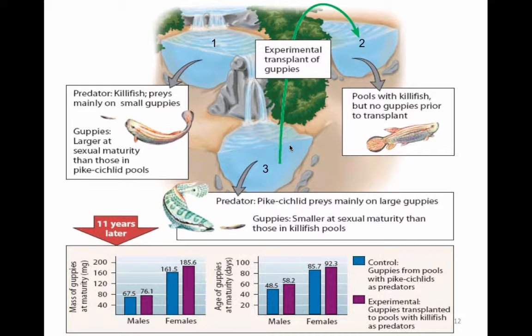The conclusion in both cases is that guppies living with pike cichlid, blue bars, weigh less and are younger at maturity than guppies living with killifish, purple bars.